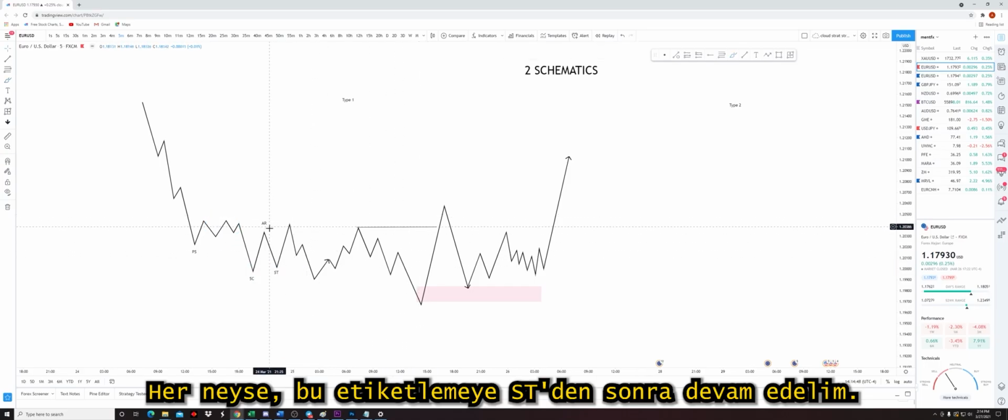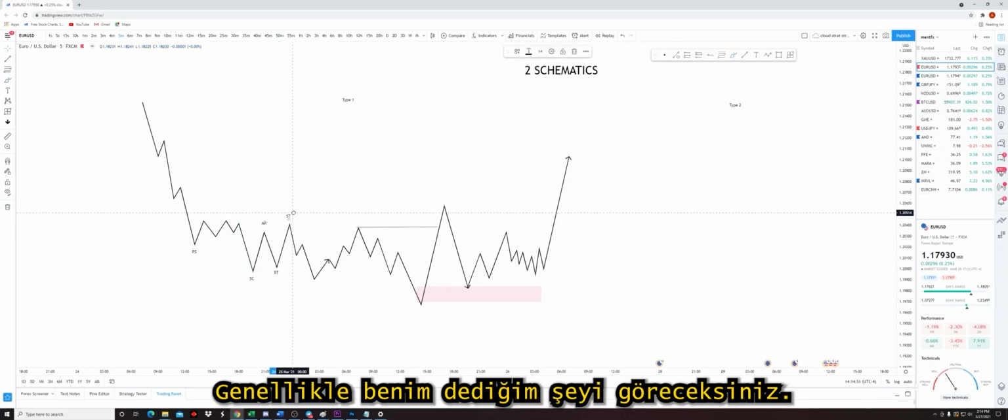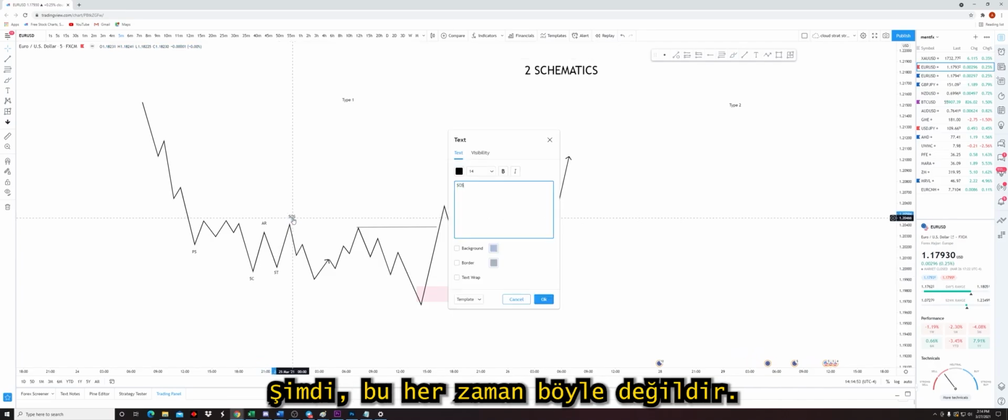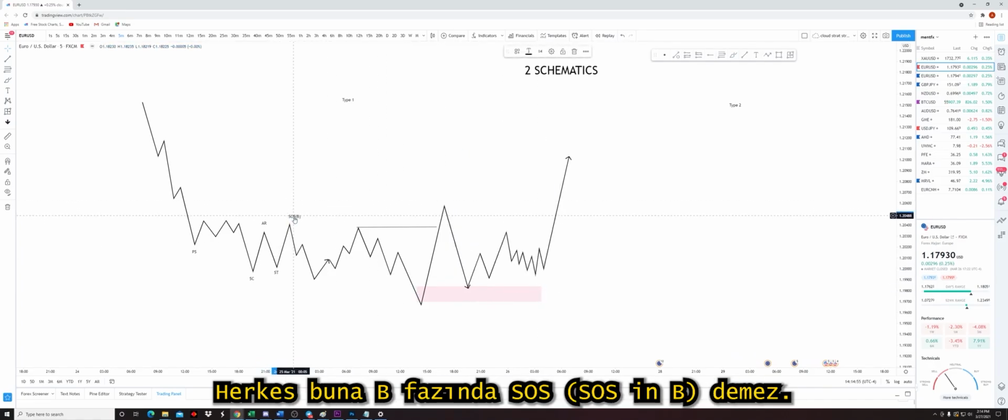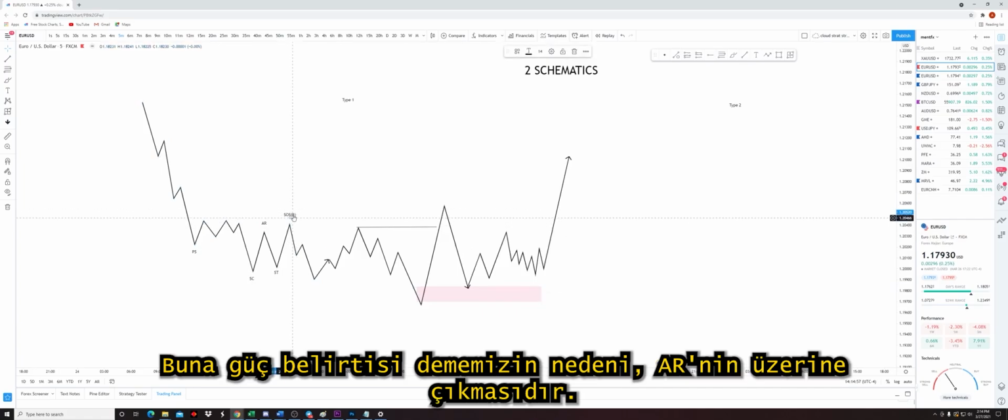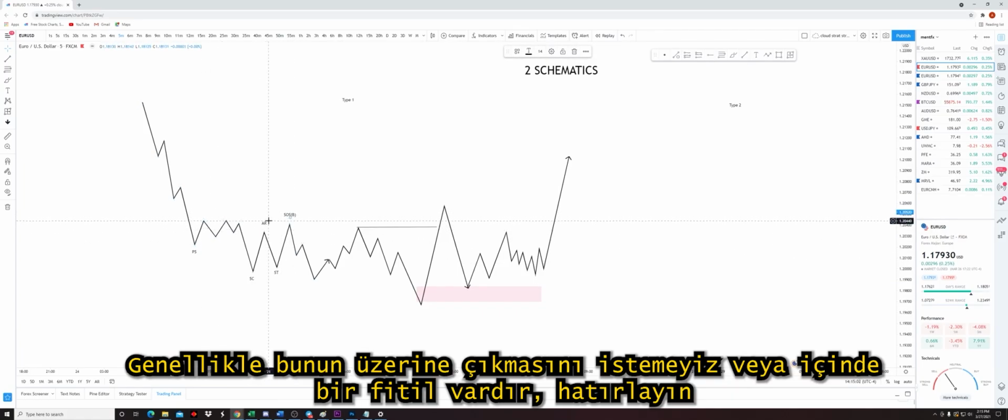Anyway, let's continue this labeling. After the ST, you will usually see what I call, now this is not always the case, not everybody calls it this, the SOS and B. Now this SOS and B, the reason we call it a sign of strength is because it's getting above the AR. Usually we don't want to see it get above this, or if there's a wick, it's fine.